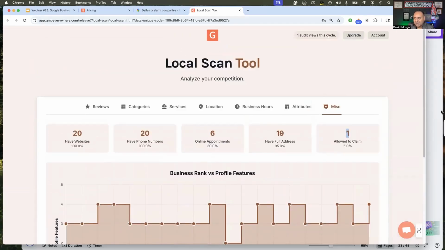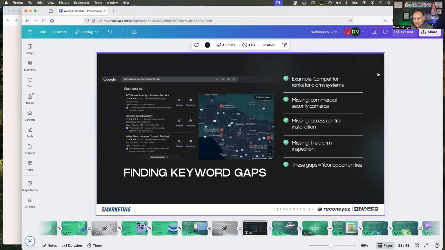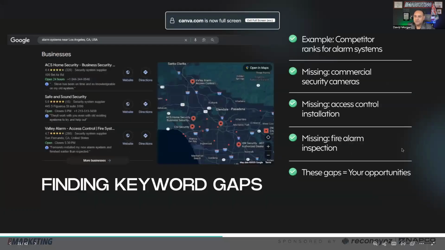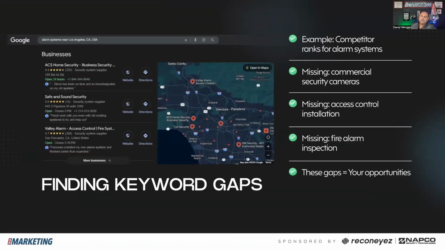Okay, let me jump back to the slides really quickly, and I'm going to just zip through things because I know we've got just over 20 minutes left. So here's the thing: take into consideration the phrase alarm systems near Los Angeles, California. These are the three that are showing up in the maps when you do that particular search. Keep in mind, this is just one phraseology, if that makes sense.